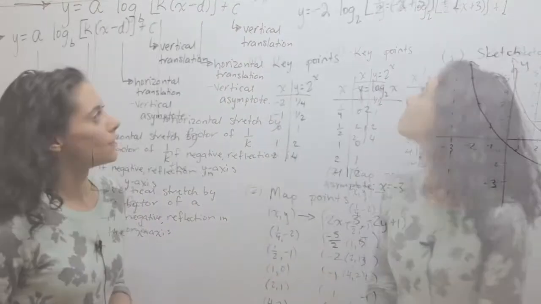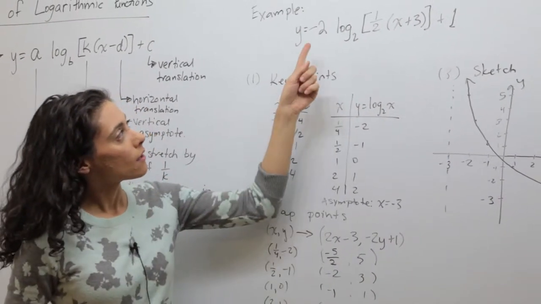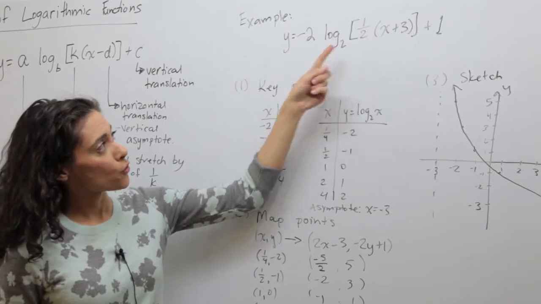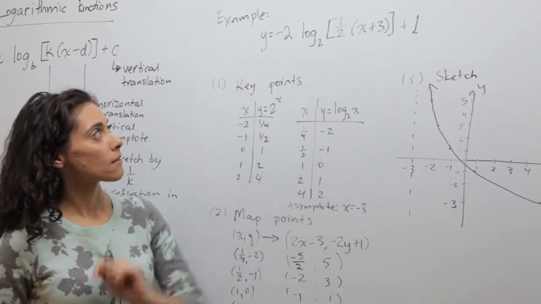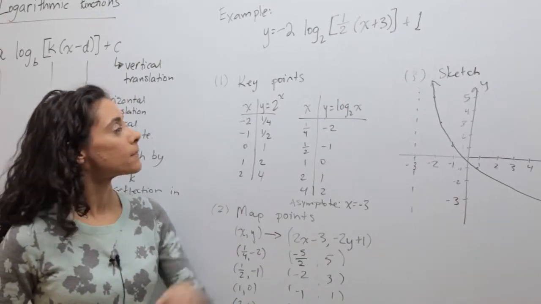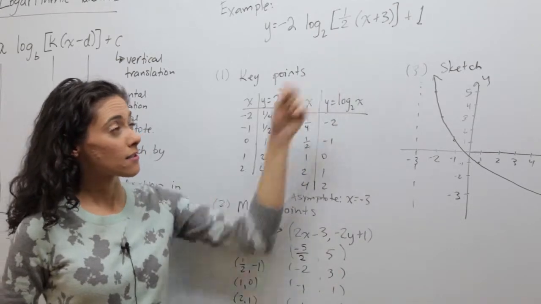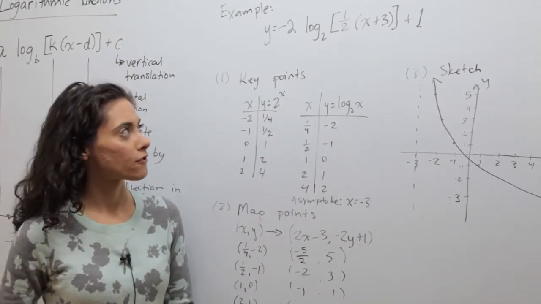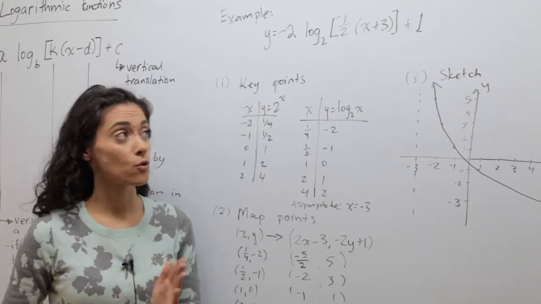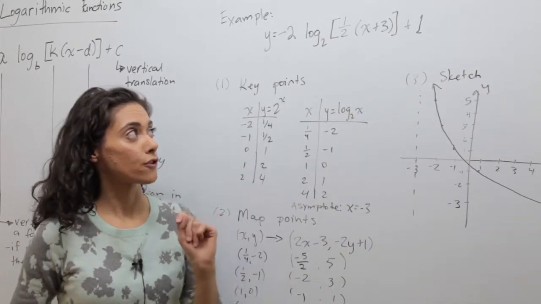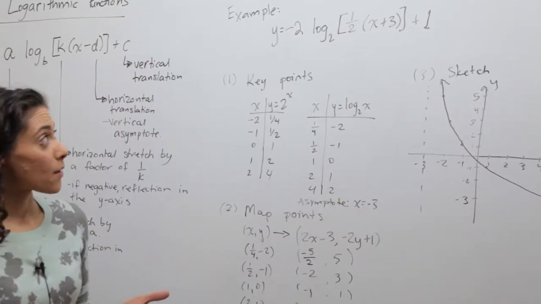Let's do an example. So for example, this is a logarithm, base 2. I've applied 5 transformations to it. This is a reflection about the x-axis. This is a vertical stretch by a factor of 2. This is a horizontal stretch by a factor of 2. This is a horizontal translation 3 units to the left, and this is a vertical translation 1 unit up. We're going to do this in 3 steps.